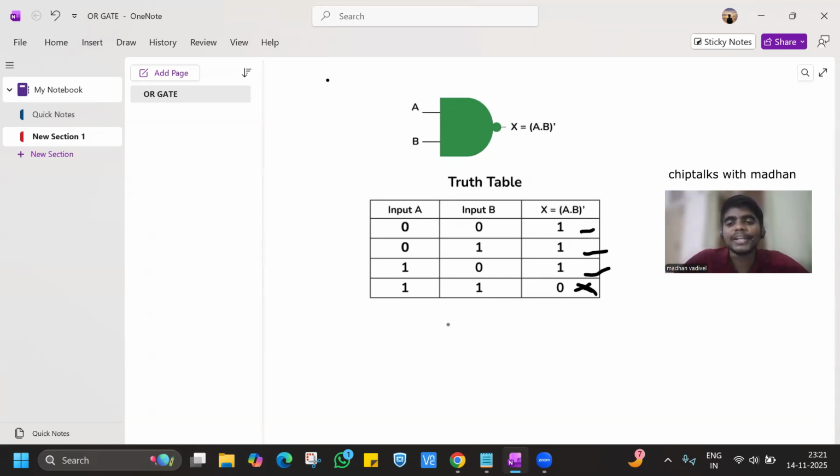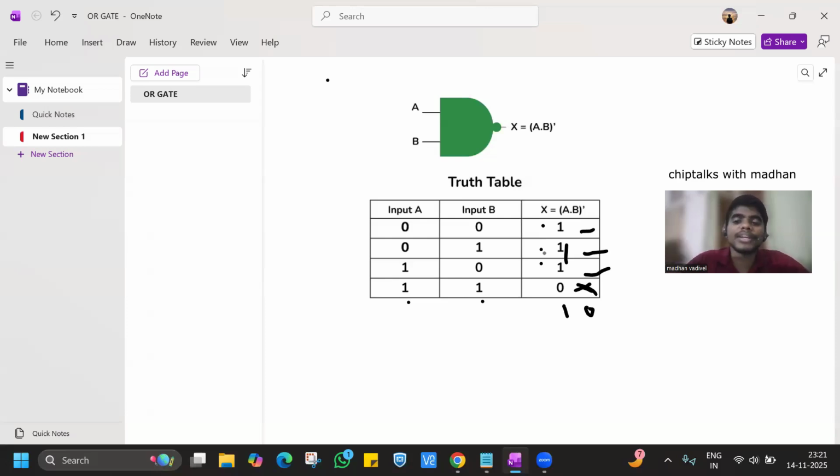But here it is the opposite. In AND gate where the output is one, here it is zero, opposite. In AND gate the remaining three terms are zero, but here we get the remaining ones. So let's revise.